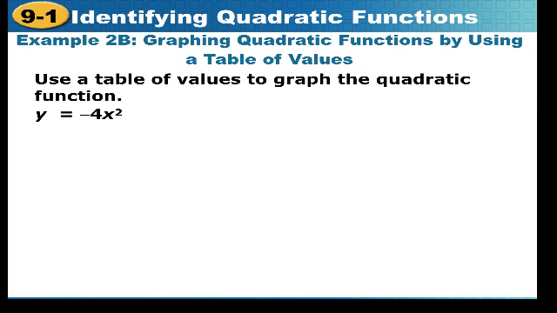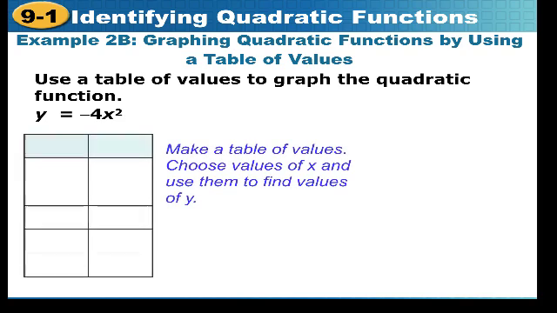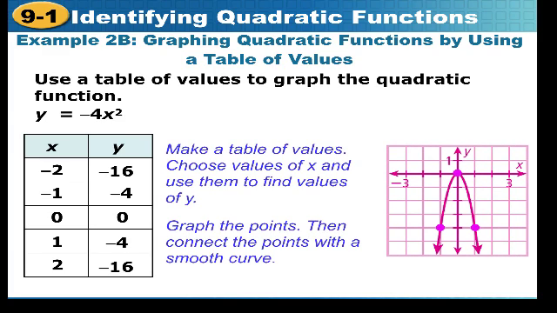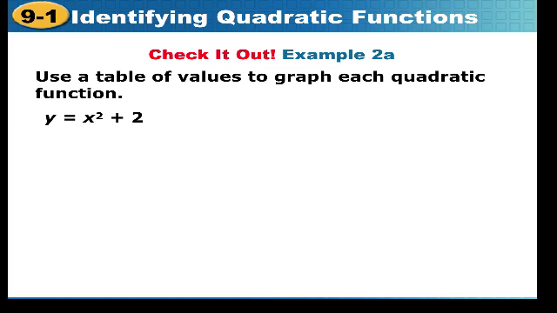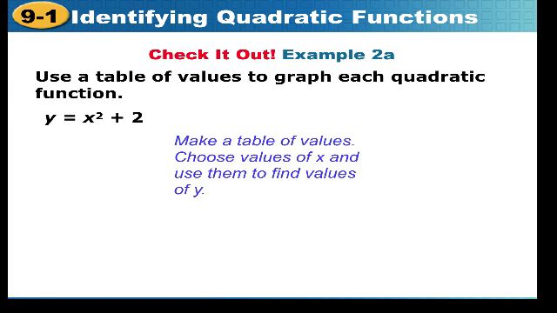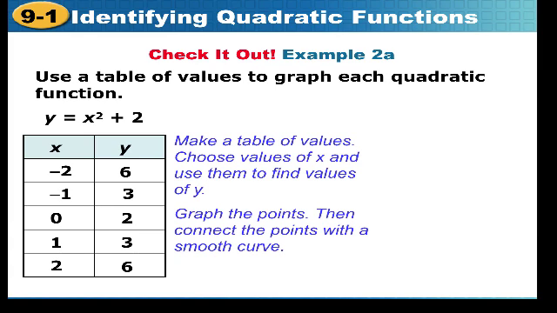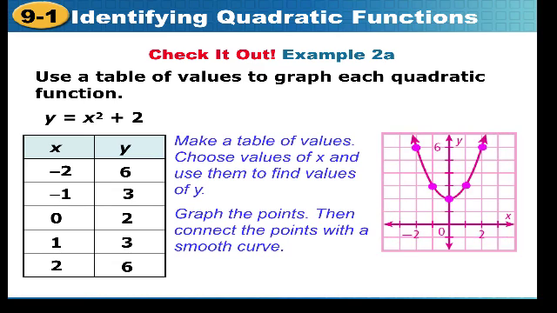Use the table to graph the quadratic function y equals minus 4x squared. Make a table of values, choose values of x, then use them to find the value of y. Graph the points, then connect the points with a smooth curve. Use a table of values to graph each quadratic function. Make a table of values, choose values of x, and use them to find values of y. Graph the points, then connect the points with a smooth curve.